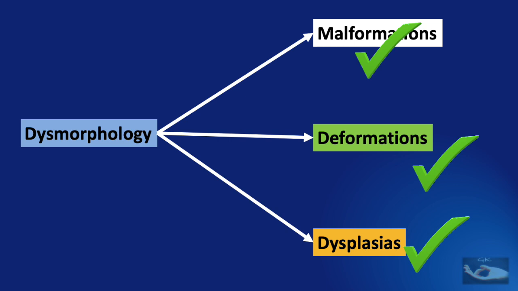We need to remember that classification of congenital hand according to the OMT classification. The basic congenital difference we see could either be malformation, deformation or dysplasia.